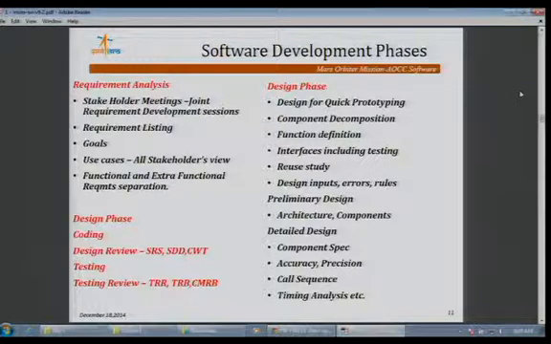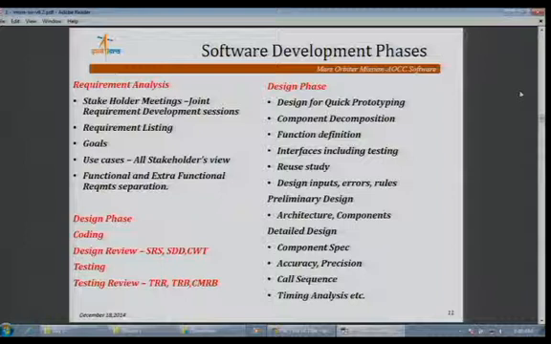The joint meetings have been held, the specific listing of the requirements is made, goals are specified, and the use cases are drawn, and with that each stakeholder's view is made. Normally the basic functional requirements and the additional functional requirements are separately brought out so that the concentration is done properly and the development is taken independently.